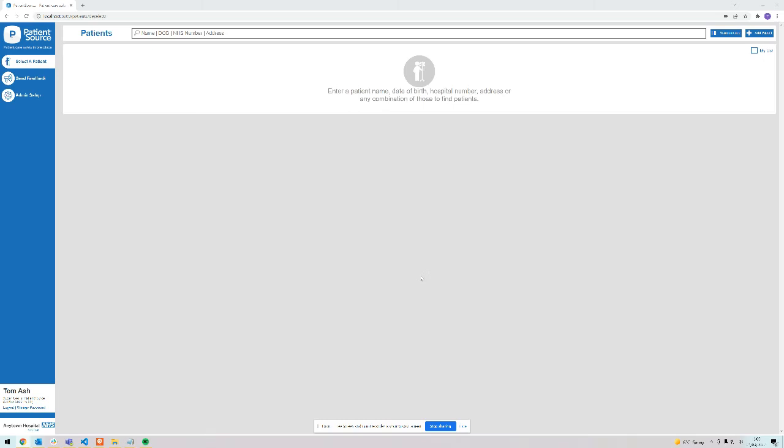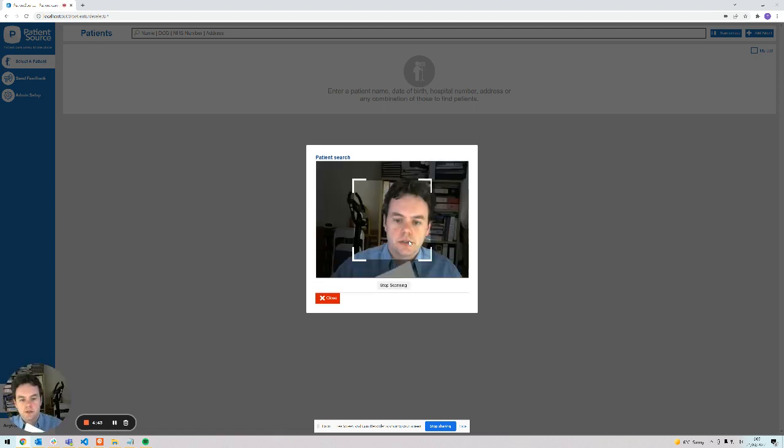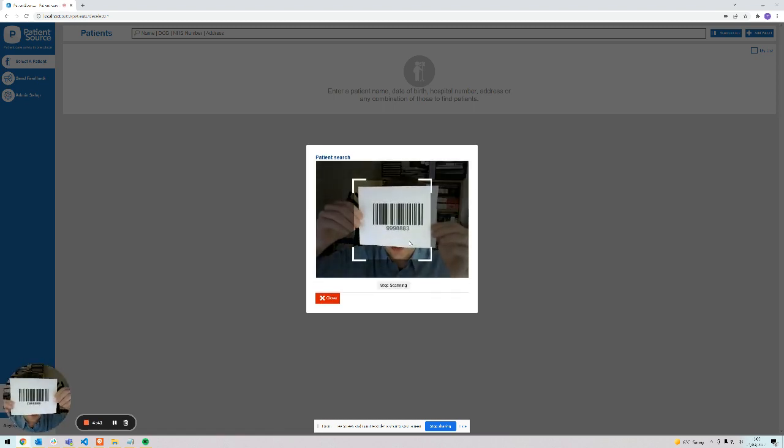This is an example of a new view we have developed for a medical centre. This medical centre had a particular workflow that they were looking to support, which started with presenting a barcode to a camera. So we do that by clicking on selecting a patient, scan barcode, and then presenting the barcode so the camera can see it clearly.